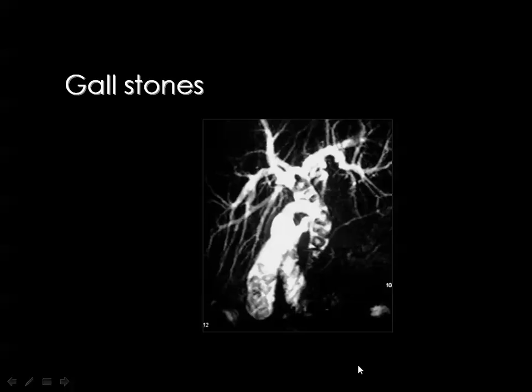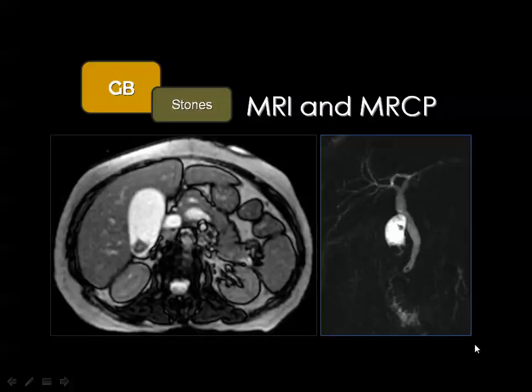Also, one of the non-invasive techniques is MRCP, and you can use the MRI to produce an image like this showing the biliary radicals, the common bile duct, and the gallbladder, and this is part of the duodenum, as you all know. And in the common bile duct you can see too many calculi, and also in the gallbladder you can see calculi.